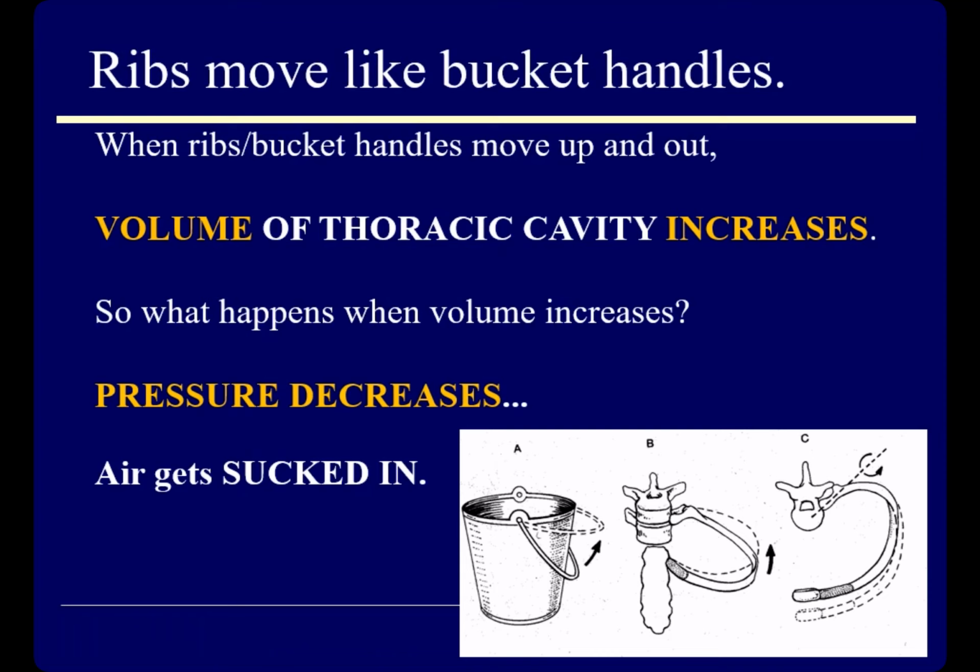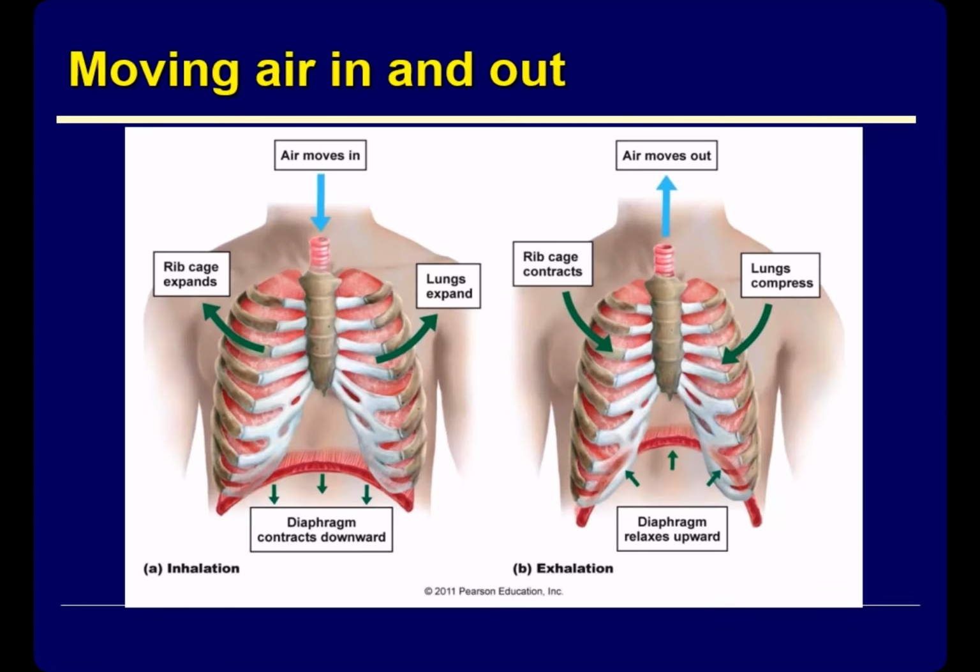When the ribs move up and out, they move like bucket handles, and the volume of the thoracic cavity increases. So what happens when volume increases? Then the pressure decreases, and air gets sucked in. As shown in this figure, during the phase of inhalation, the rib cage expands and the lungs expand. The diaphragm contracts downward, then the volume increases and air moves in. During the phase of exhalation, the rib cage contracts, the lungs compress, the diaphragm relaxes upward, and the volume decreases, so air moves out.